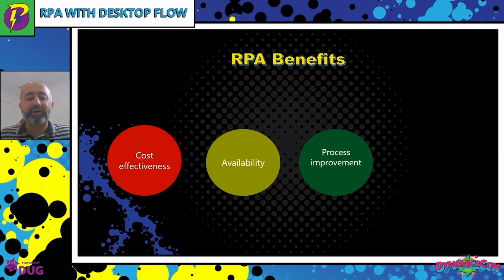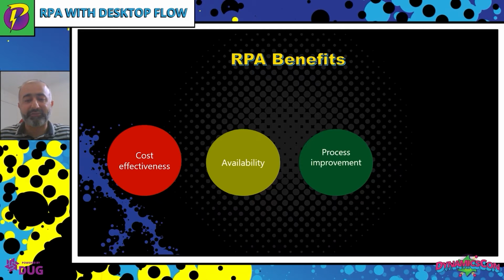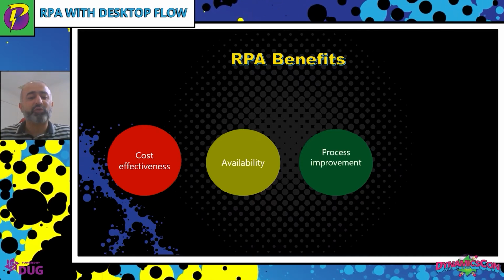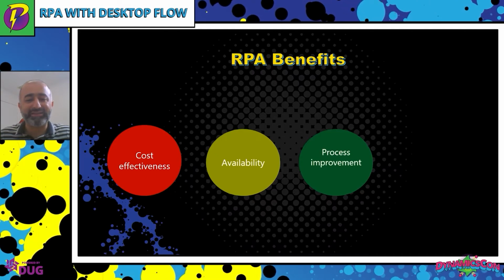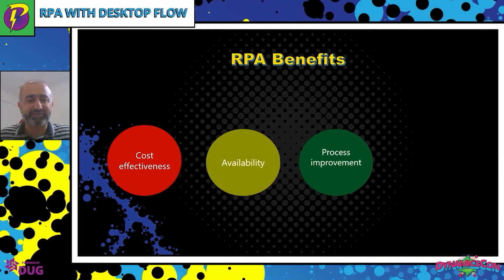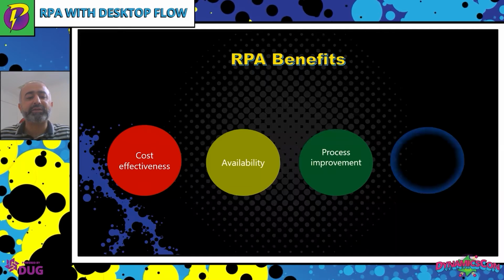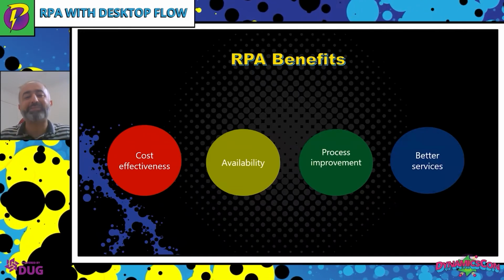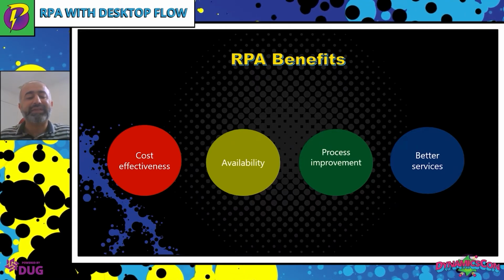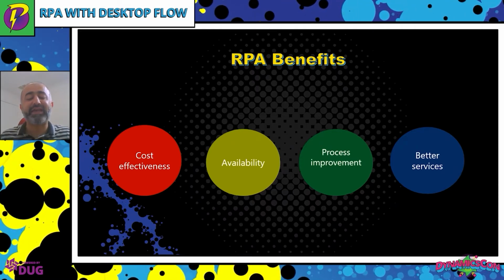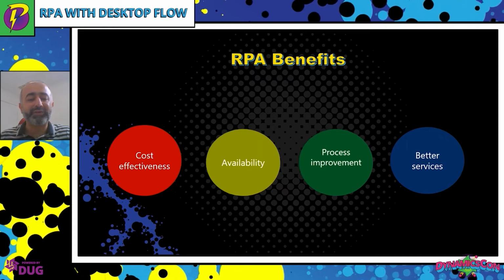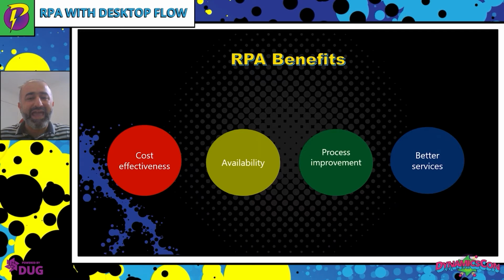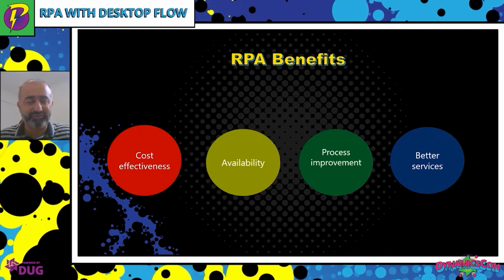Since for RPA implementation, we must have a reasonably defined process, process improvement is another benefit that business gets. And overall, with implementation of RPA bots, there happens less errors. So combined with all other benefits, RPA helps deliver better customer services.